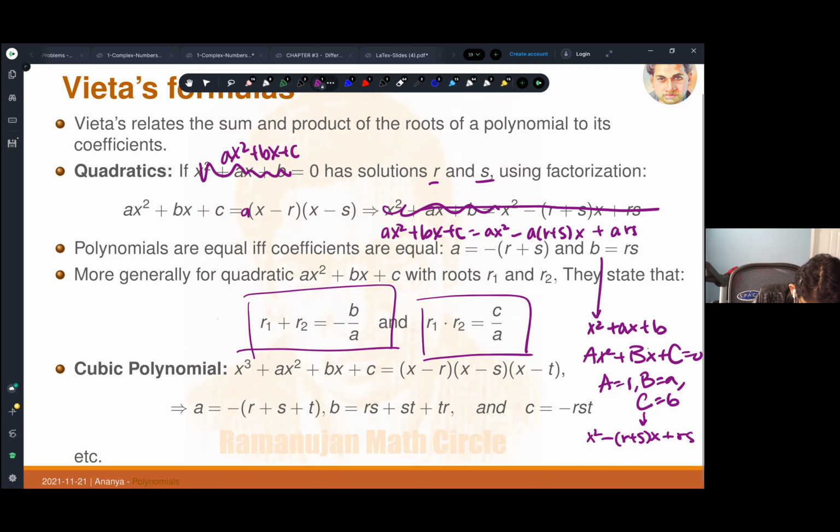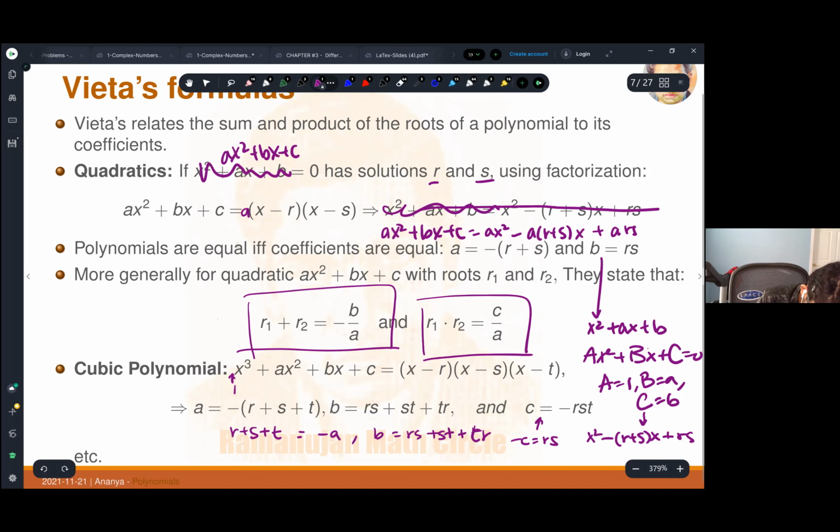And for cubic polynomials, when we expand it out, I'm assuming obviously the leading coefficient is 1 in this case, but a similar rule applies. So a is equal to negative the sum of the roots, the sum of the products of two roots is b, and negative c is the product of all three roots, and so on and so forth.